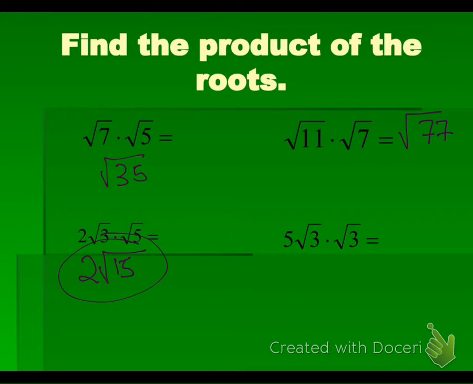And then over here we have 5 times the square root of 9. That goes to 3 and 3, which then gives you 5 times 3, which you told me is 15. Nice job.